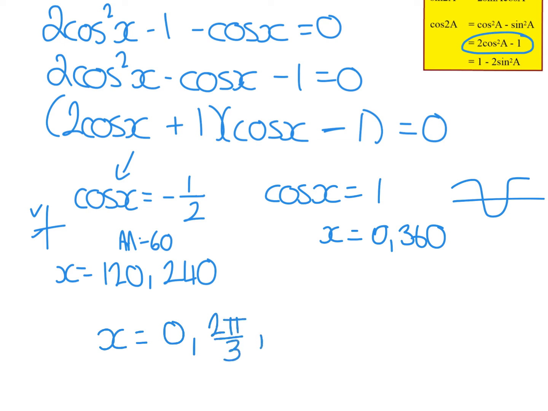240 is made up of 4 60s, so that's 4 pi over 3. And then 360 is just 2 pi. So there are our 4 solutions to that one. What do you think? Let's show you another one.